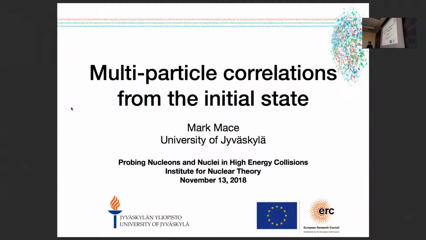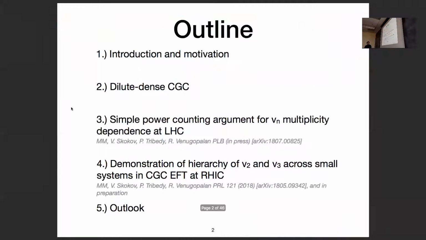Next speaker is Mace. All right, so thanks for the opportunity to talk about some recent work that I've been a part of. So today I'd hopefully describe some of the latest calculations we've been doing in the dilute-dense CGC framework, which I'll briefly introduce, but I think in this audience it's not so necessary. And then I'll go over a recent paper with Vladi and Prithilish and Raju, where we really just tried to understand if there was a simple way to describe the multiplicity dependence of the harmonics at the LHC in this framework, and it turns out that there is, and it actually does a fairly nice job.